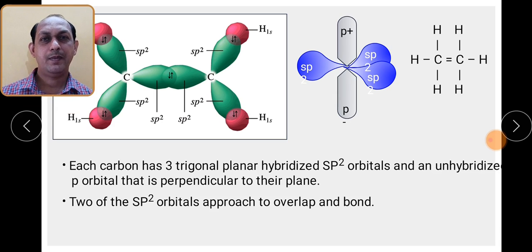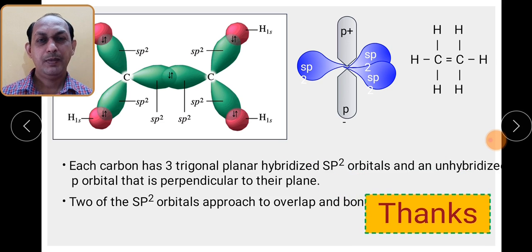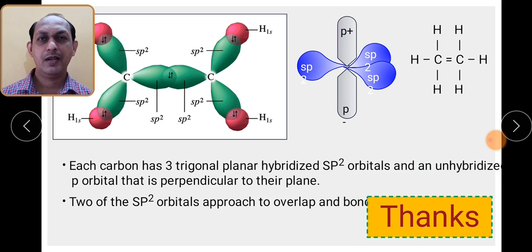Each carbon atom has 3 triangular hybridized orbitals, and these orbitals lie in a plane, and they approach each other to overlap and form the bonds. So this is how we can say the ethene molecule is formed by the sp2 hybridization of carbon. So go through this hybridization, sp3 and sp2. What is the example for sp3? It is the methane molecule, and for sp2 it is the ethene molecule.